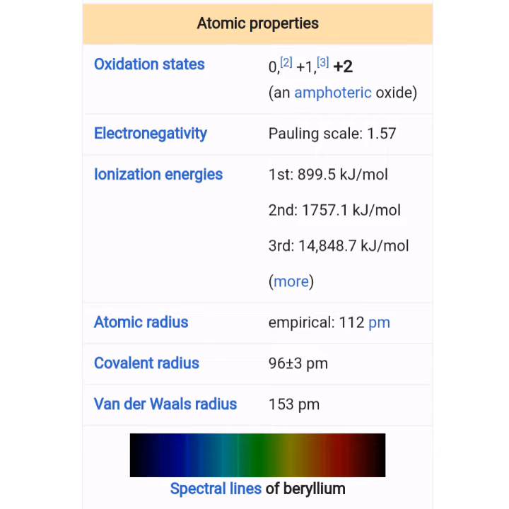Atomic radius empirical 112 pm. Covalent radius 96 ± 3 pm. Van der Waals radius 153 pm.